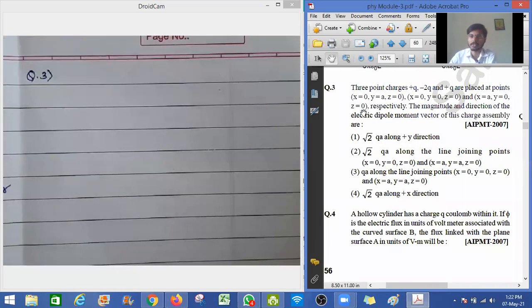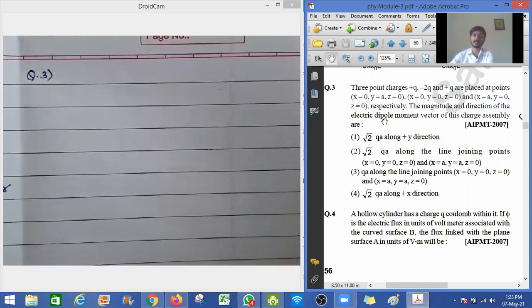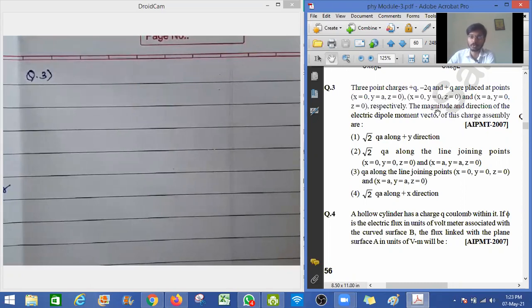Let us read the question and try to extract the data. Three point charges plus q, minus 2q and plus q are placed at the points x equal to 0, y equal to a, z equal to 0 for the first point. Second point is x equal to 0, y equal to 0, z equal to 0. Third point is x equal to a, y equal to 0 and z equal to 0 respectively. The magnitude and direction of the electric dipole moment of this charge assembly are?